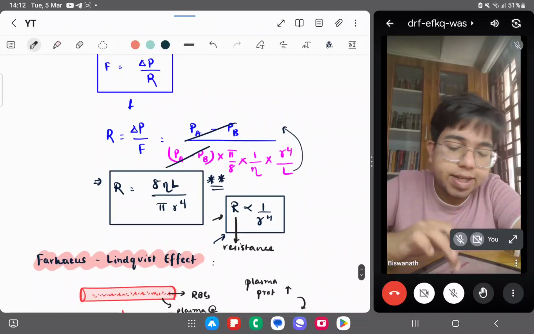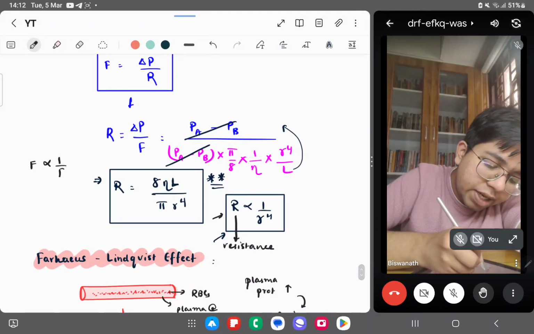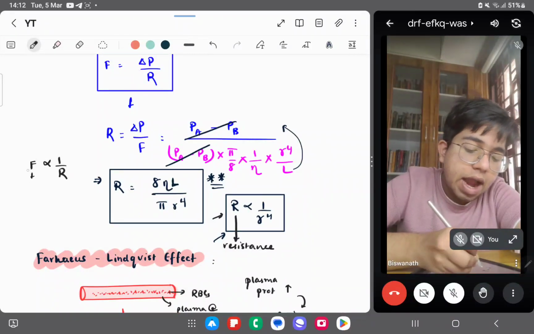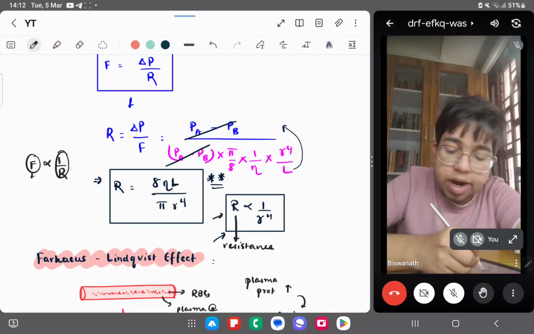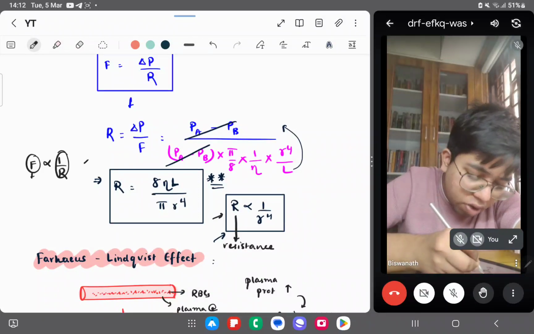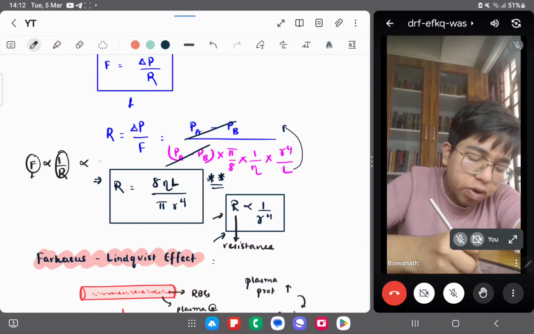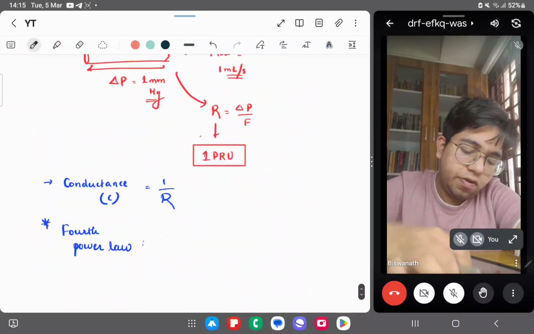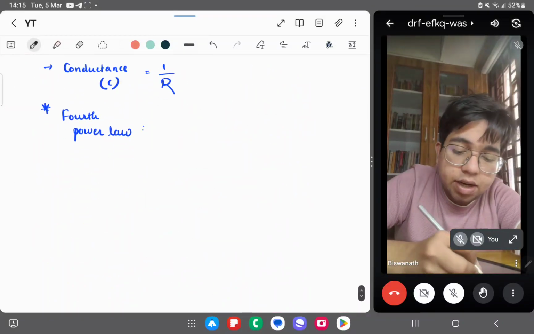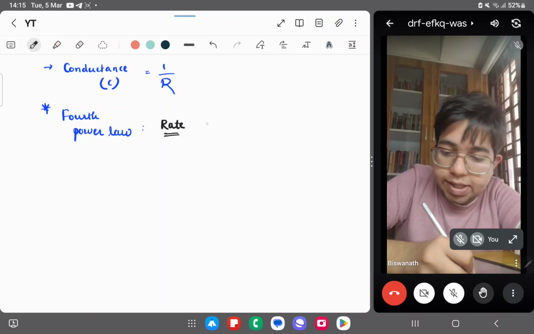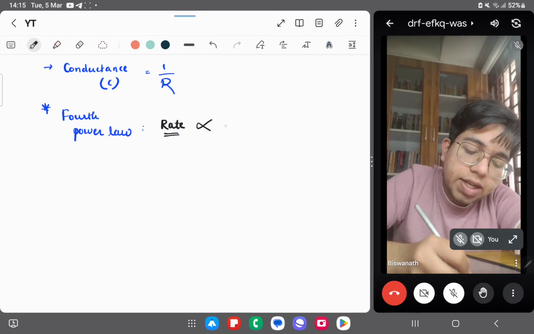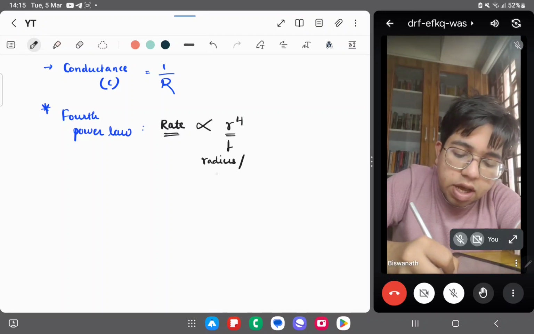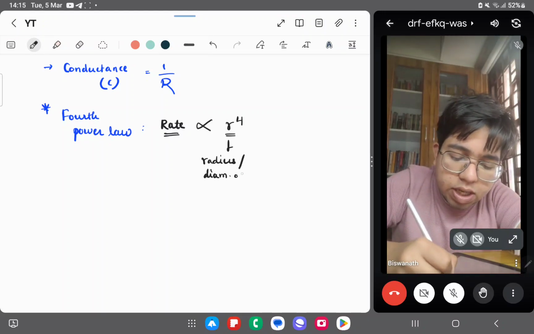So if this is the resistance, what will be the flow? Flow is inversely proportional to R. Flow, or rate, is inversely proportional to R, and R is inversely proportional to small r to the power 4, so the flow is directly proportional to small r to the power 4, right? So the fourth power law is that the rate, remember not resistance, rate, is directly proportional to r to the power 4, where r is the radius, or you can write diameter also. Basically, diameter of blood vessels is written in books.